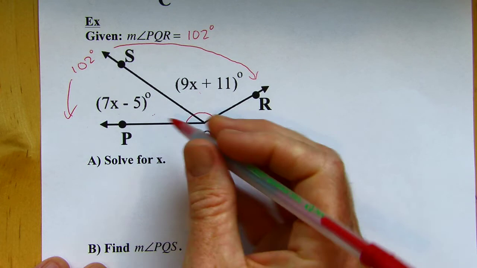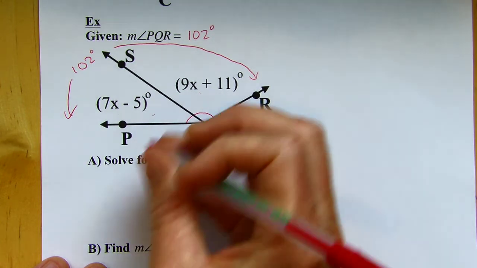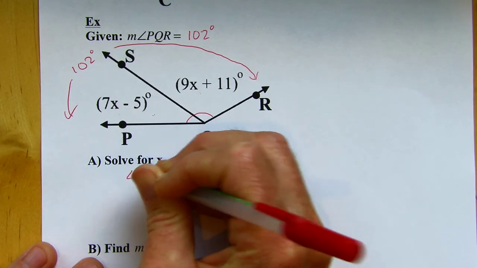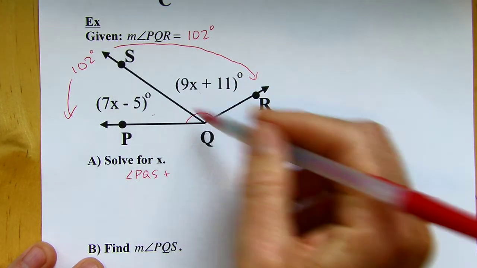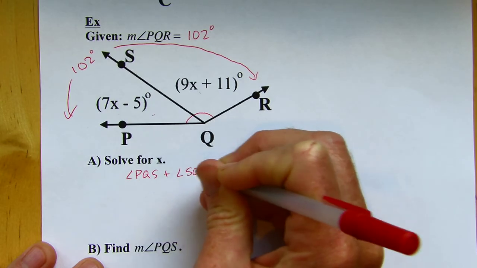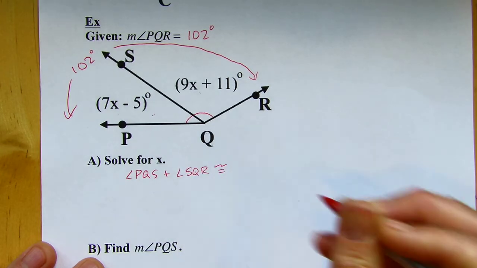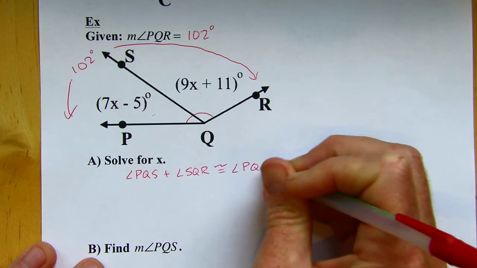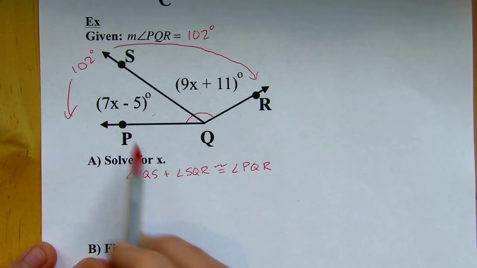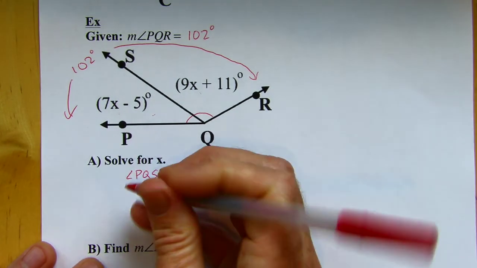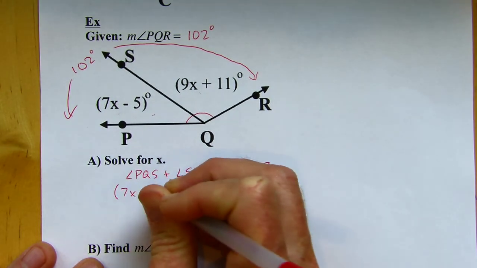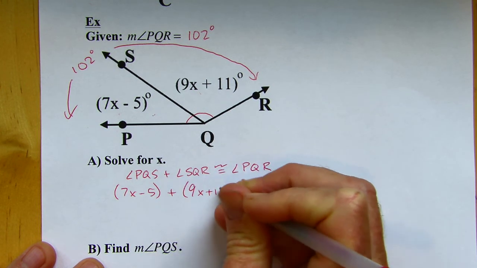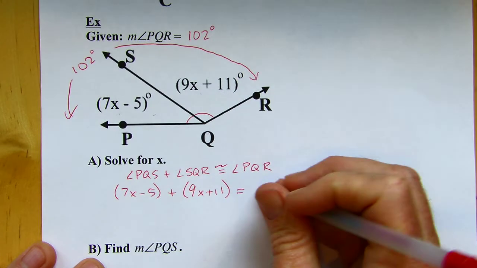I can say, using the angle addition postulate, angle PQS plus angle SQR, those are the two smaller angles, the sum of those two is congruent to the bigger angle, which is PQR. Okay, and now I can substitute in the values. So I know that the measure of that angle is 7x minus 5 degrees, and the measure of SQR is 9x plus 11, and then the measure of the whole thing is 102 degrees.